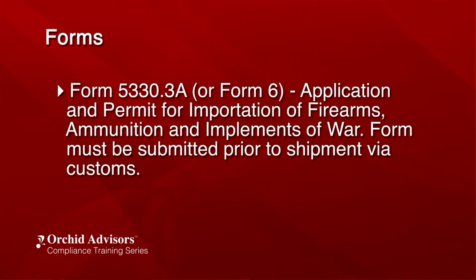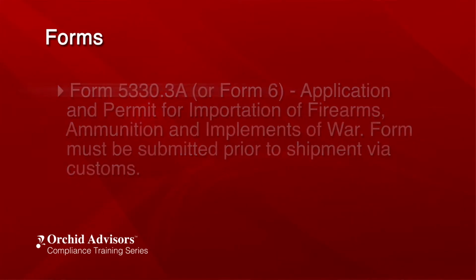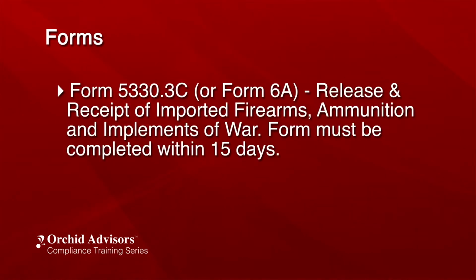Form 5330.3A, or Form 6, Application and Permit for Importation of Firearms, Ammunition, and Implements of War. Form must be submitted prior to shipment via customs. Form 5330.3C, or Form 6A, Release and Receipt of Imported Firearms, Ammunition, and Implements of War. Form must be completed within 15 days.